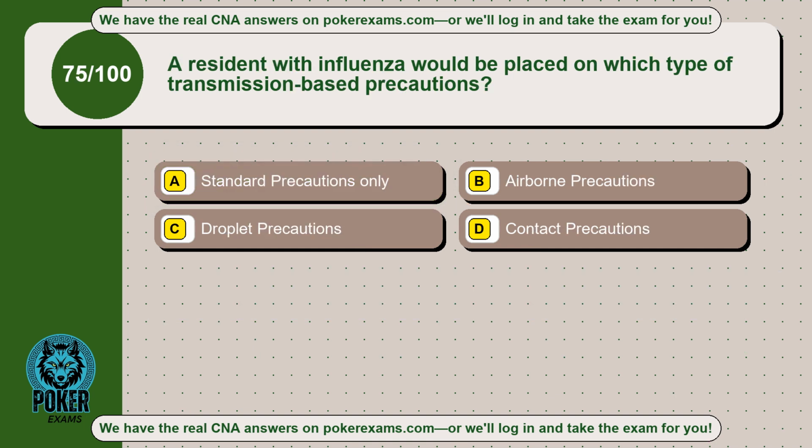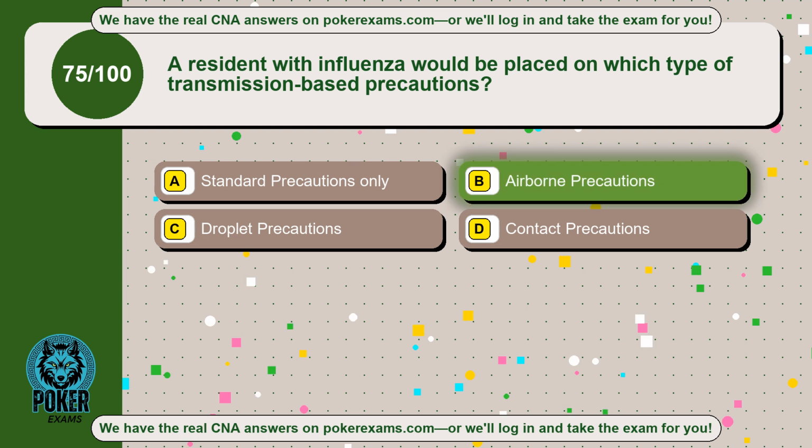Question 75. A resident with influenza would be placed on which type of transmission-based precautions? Option A, standard precautions only. Option B, airborne precautions. Option C, droplet precautions. Option D, contact precautions. The correct answer is option B.